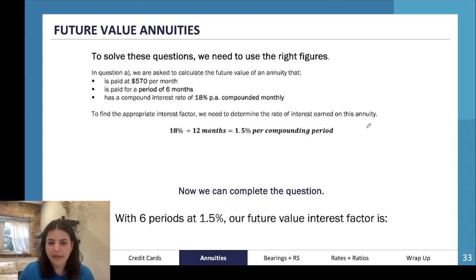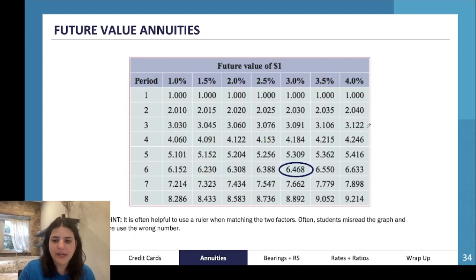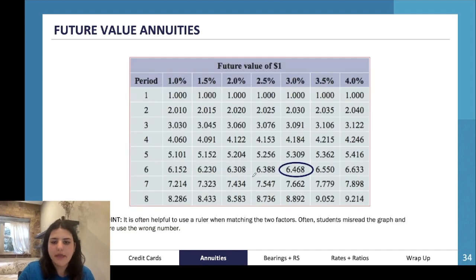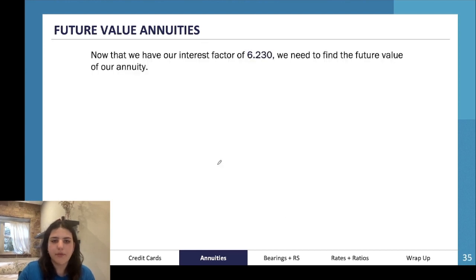So now we can actually complete the question. So with 6 periods at 1.5%, this is actually on the wrong circle, but I'm pretty sure, yeah, there we go. What you would do is if you had divided it by like 2, or you had your quarterly interest rate, you probably end up with 3%. But no, it's 6 time periods for 1.5%. So your rate is 6.230.